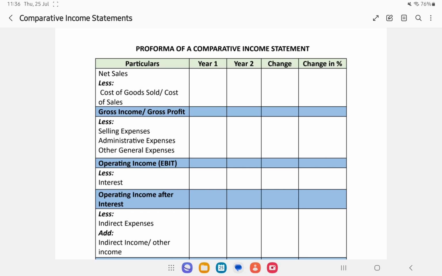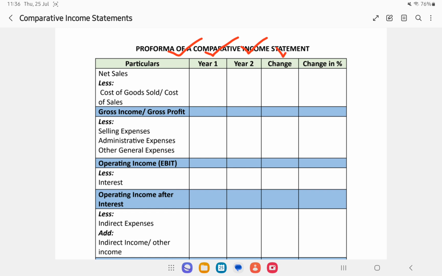We are drawing an income statement with four columns. What are they? We have a particular here. After that, we write year one. Year one means the oldest year. We will be given the data of 2 years. From that, the oldest year, the amount related to that year will be written here. Now year 2 means the latest year. From the data given, the latest year will be mentioned here.